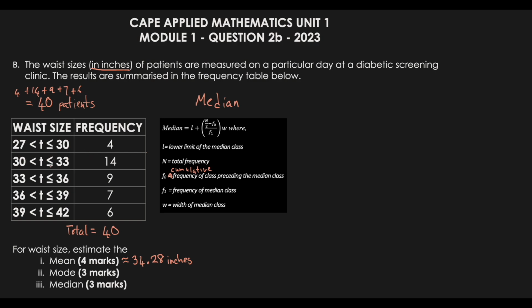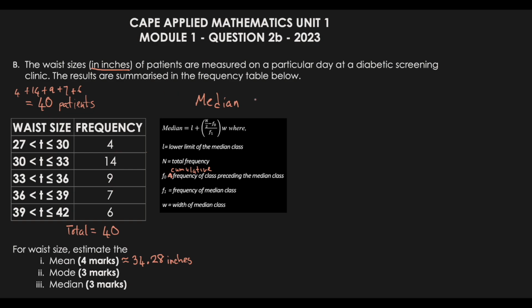Anyways, let's try to determine these values. They want us to find the lower limit of the median class. In order to find the median class, we need to figure out roughly where the median value would be. If we have 40 people, roughly the median is going to be the middle of that, somewhere between the 20th person and 21st person.